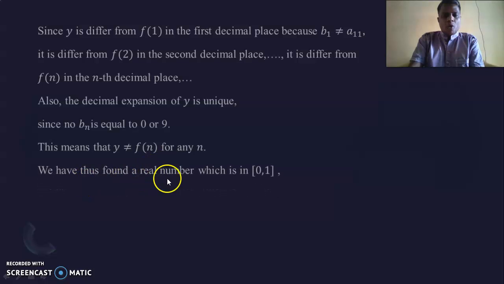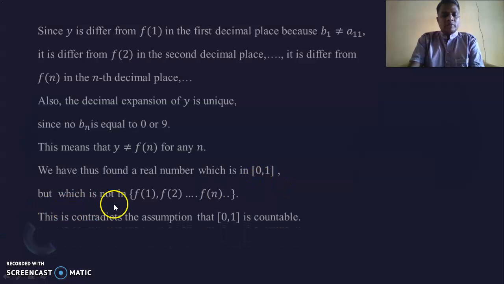We have thus found a real number which is in the closed interval [0, 1], but which is not in the set consisting of the elements f(1), f(2) and so on, f(n). This contradicts the assumption that the closed interval [0, 1] is countable. Hence [0, 1] is uncountable.